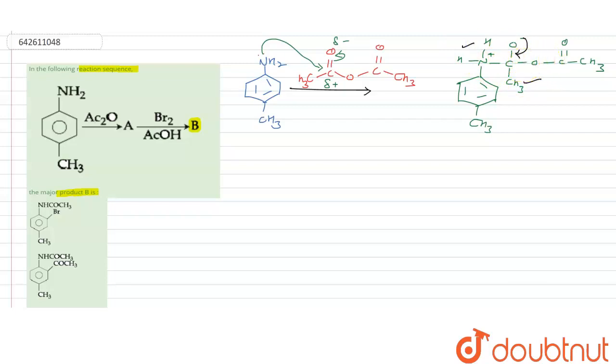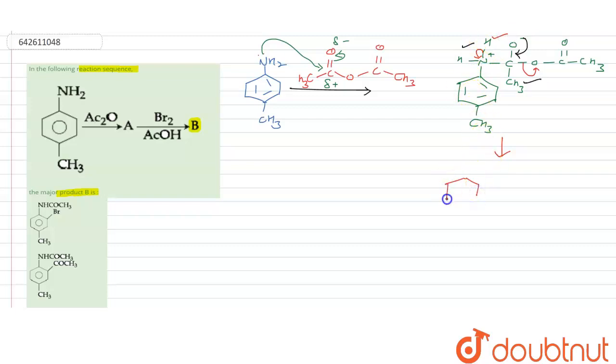So the bond will go like this, and in this way we get a product A like this. Now there is a positive charge on nitrogen, so its electronegativity becomes much more compared to the original nitrogen. Since nitrogen is also electronegative and this positive charge increases its electronegativity further, it attracts its shared pair of electrons and releases a proton from here.